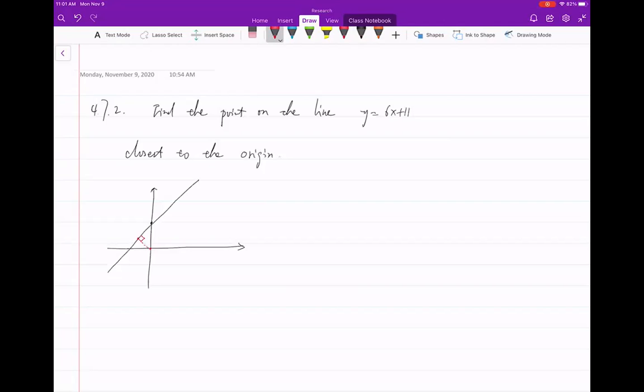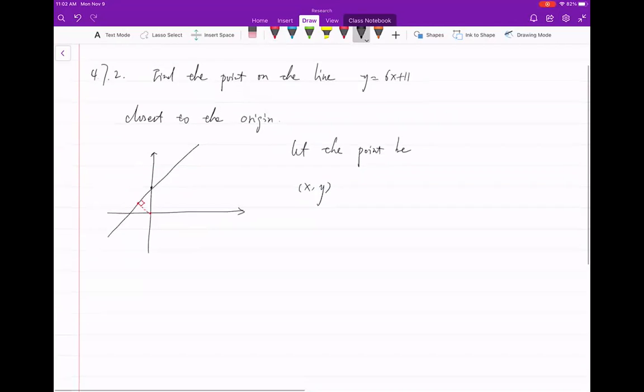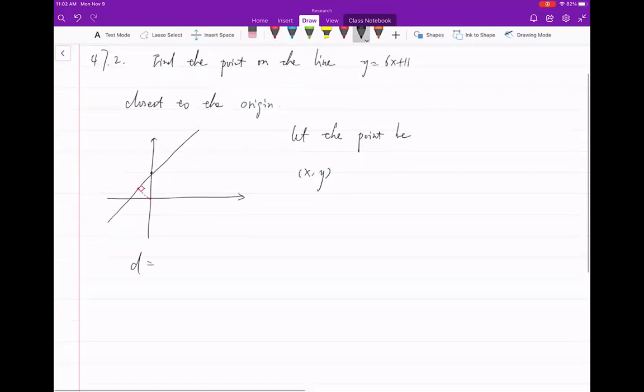So through some geometry, you can do it, but it's going to be complicated. Now we have optimization. Let the point be (x, y). Then the distance from this point to the origin is d equals the square root of x squared plus y squared. And your job is to minimize d. That's what we mean by closest.